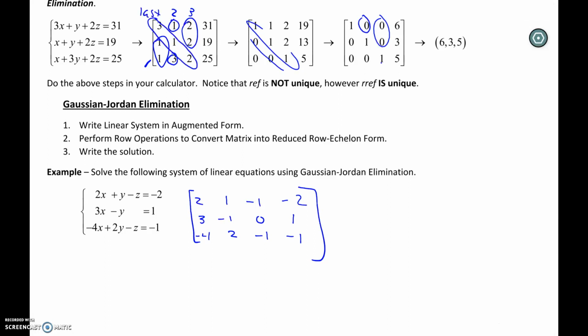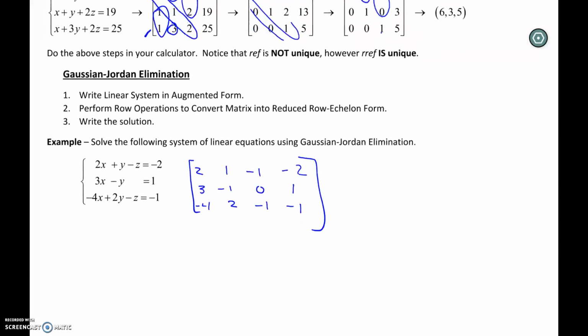If they're easy to make ones, go ahead and make them ones. If they're not easy to make ones, don't do it until the very end so you don't have to have fractions all throughout your matrices. So right now, none of these are easy to make ones without making a fraction, right? So we're just going to leave them as twos. But we are going to eliminate these, make those zeros.